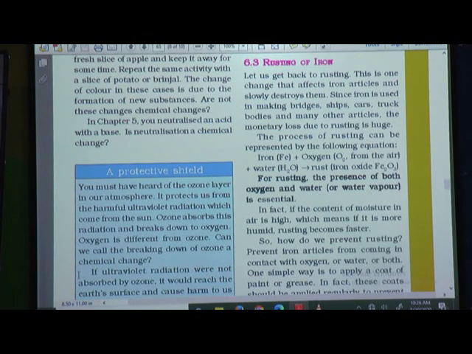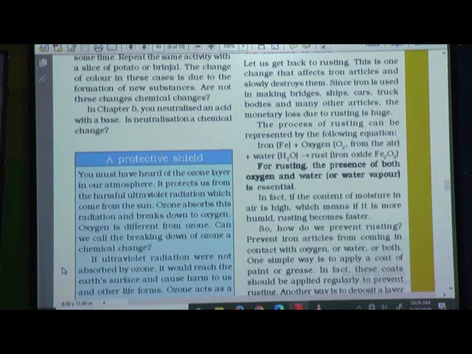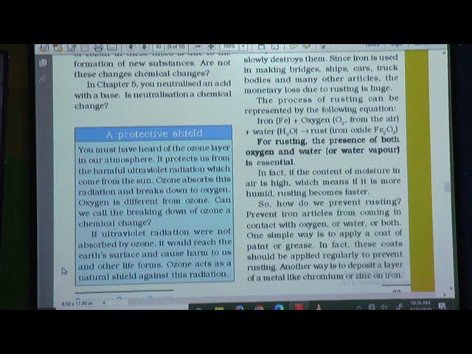So rusting of iron, again we have to see an activity or a video in which we see what exactly happens with iron, how that iron gets rusted. But before that I have to tell you what is the use, or the importance, of these chemical changes or chemical reactions.